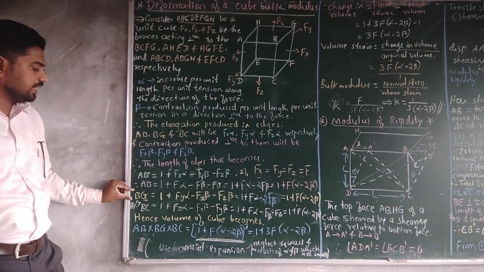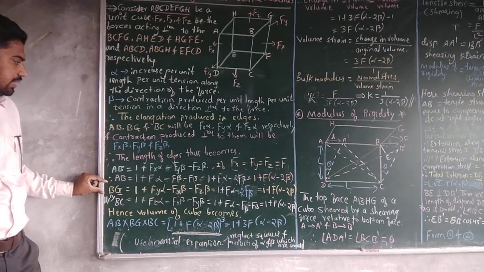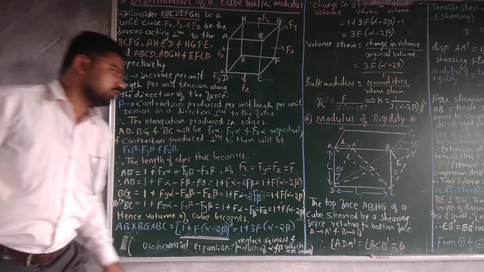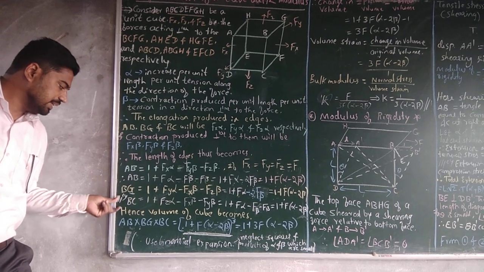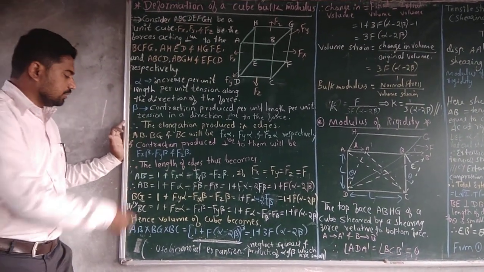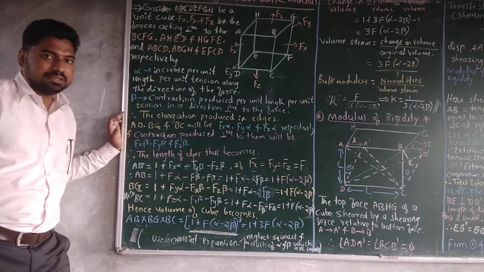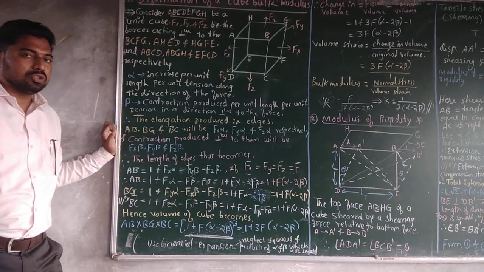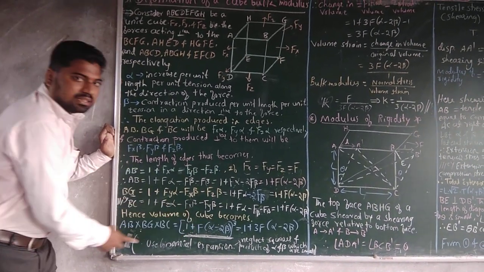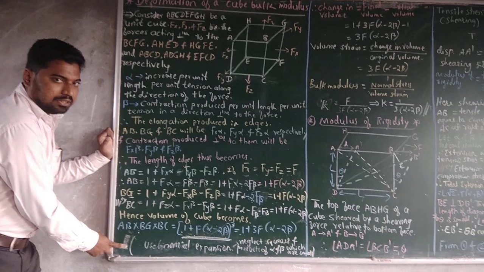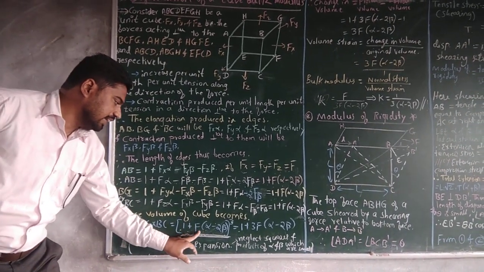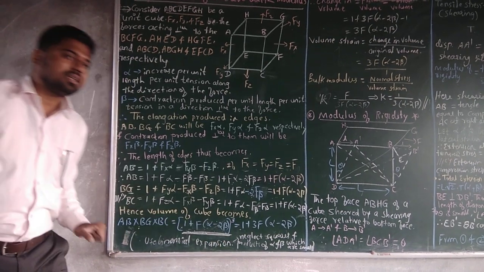Similarly, you find the length of the edges: BG equal to 1 plus F times alpha minus 2 beta, and for the edge BC, also 1 plus F times alpha minus 2 beta. For all the edges it is the same. Therefore, the total volume of the cube becomes the product of the edges, AB into BG into BC, that is 1 plus F times alpha minus 2 beta, raised to the power 3.